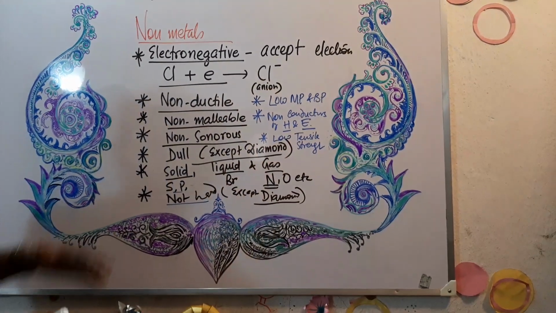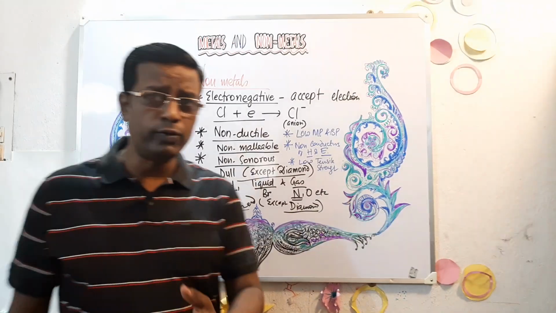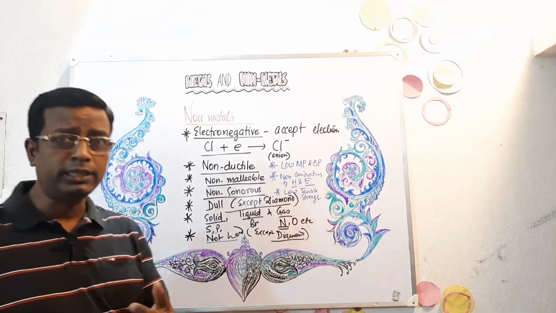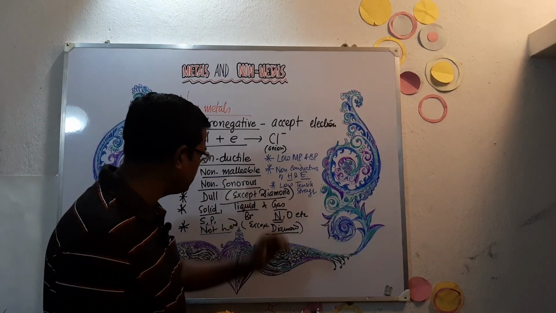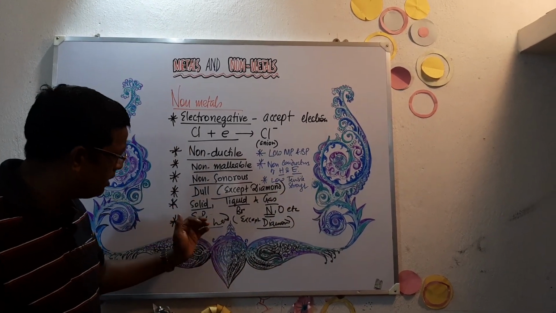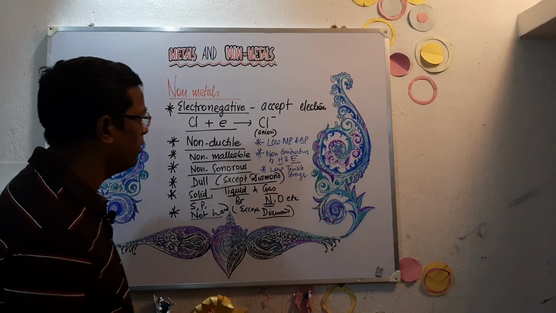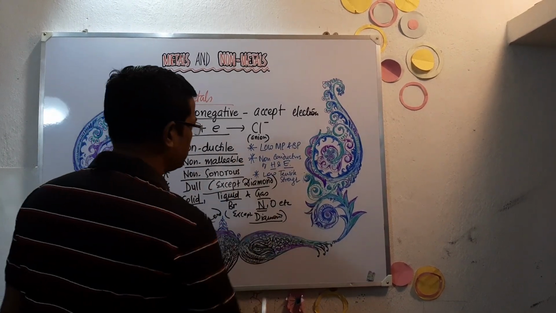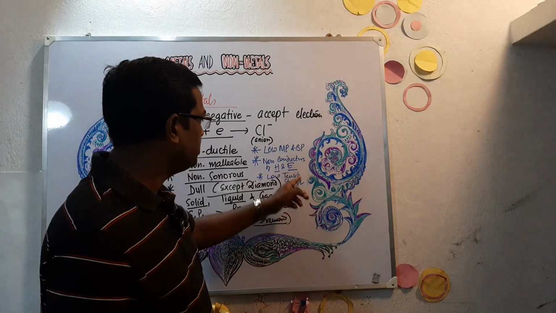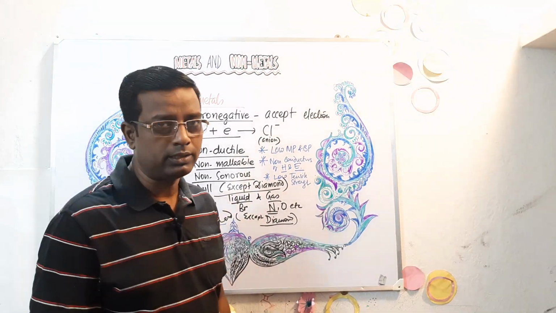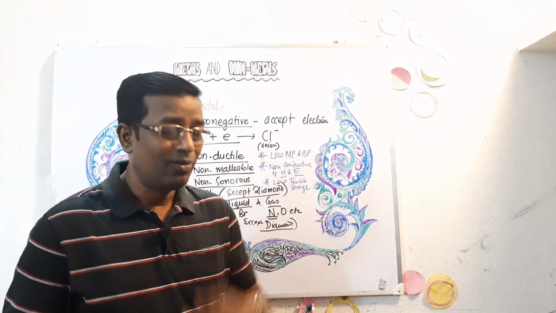Let's recap fast all the properties of non-metals. They are electronegative, non-ductile, non-malleable, non-sonorous, they are dull in appearance, not shiny, except diamond, of course. They exist in all the forms, solid, liquid and gaseous state. They are not hard except diamond, which is the hardest natural substance. They have pretty low melting and boiling points except diamond. They are non-conductors of heat and electricity except graphite. Low tensile strength. They cannot bear stress and they are fragile and brittle. These are the physical properties.